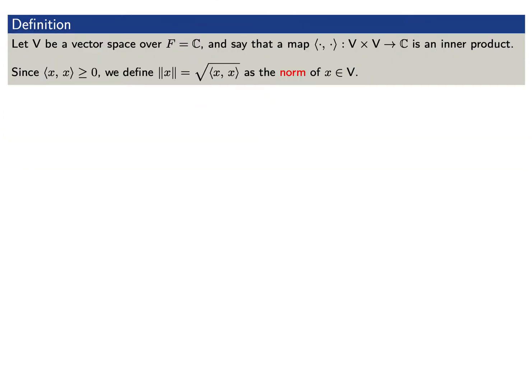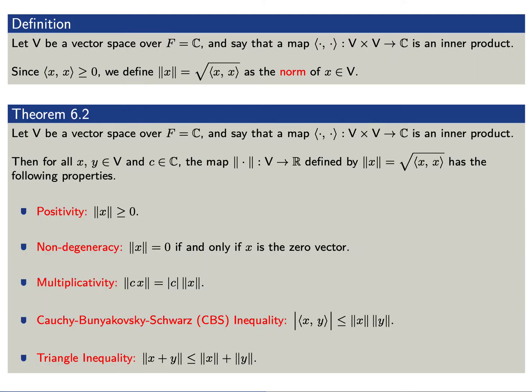Finally, in the last lesson, we defined the concept of a norm. Again, let's say that we have an inner product, our angle bracket. Since we know that the inner product of a vector x with itself is non-negative, we'll define the norm of a vector x as just the square root of this inner product of x with itself. The main property about norms is as follows. Let's say that we do have our map, double vertical bars, as the norm. We have the following properties.